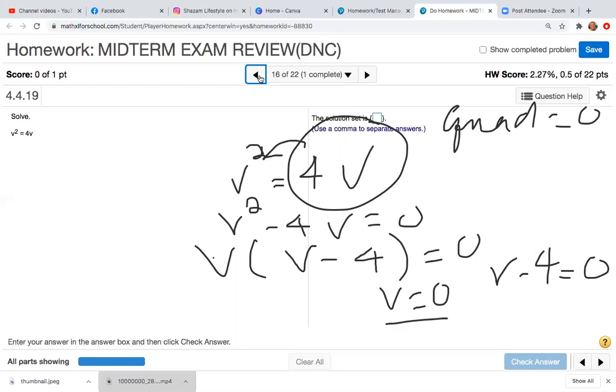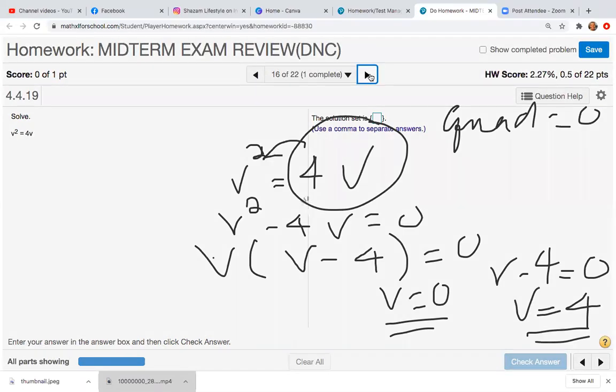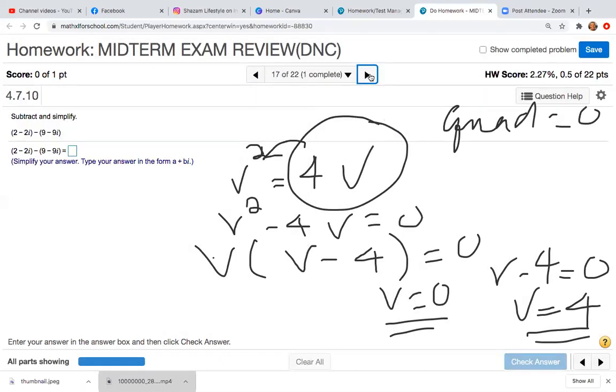So right here, there's one of your solutions. And then this one, what number minus 4 makes it equal to 0? Positive 4. So there's your two solutions. V equals 0 or V equals 4. Remember, guys, this is a review. We've done these problems so many times already, okay?